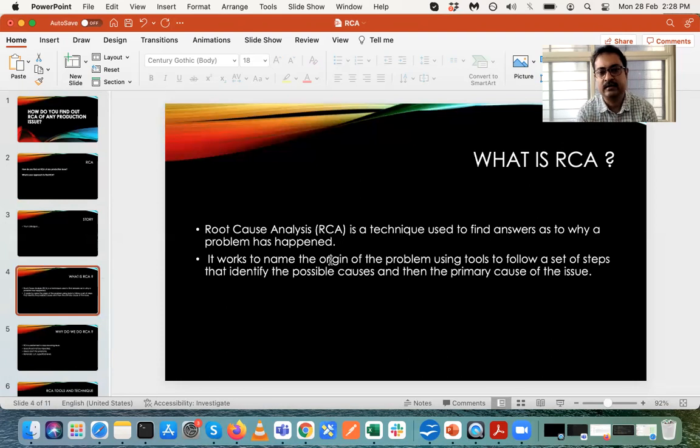So what is RCA? Root cause analysis is a technique used to find the answer as to why the problem has happened. It tries to find out the root cause of the problem, or the origin of the problem. There are certain tools and techniques people use to go to the root cause of the problem that we're going to discuss in this session.